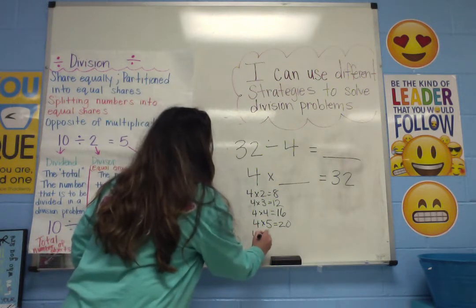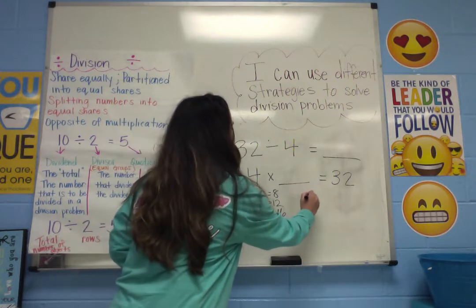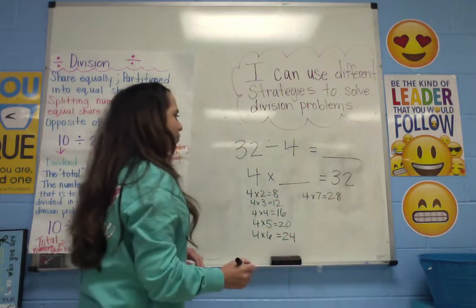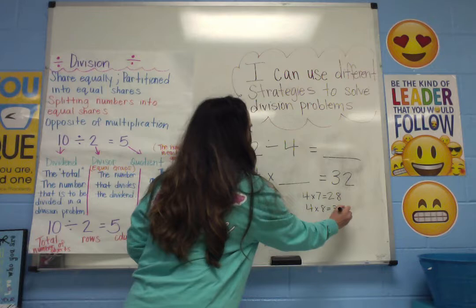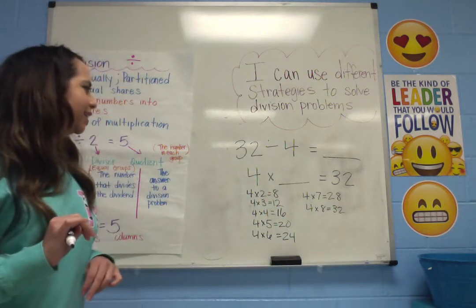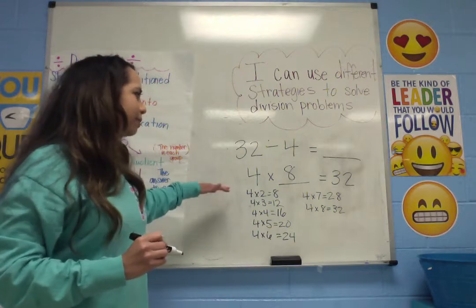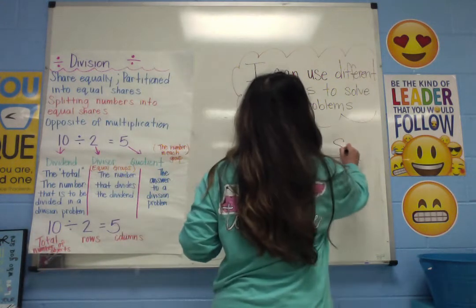Let's see, 4 times 6 is 24, nope. 4 times 7 is 28, almost there. Oh, 4 times 8 is 32. Ding, ding, ding. All right, so 4 times 8 is 32. If 4 times 8 is 32, 32 divided by 4 is 8.